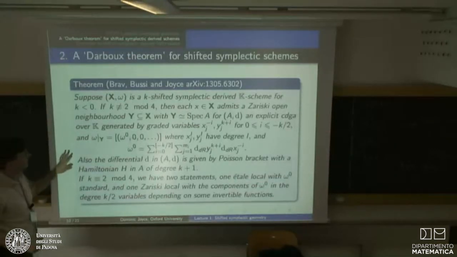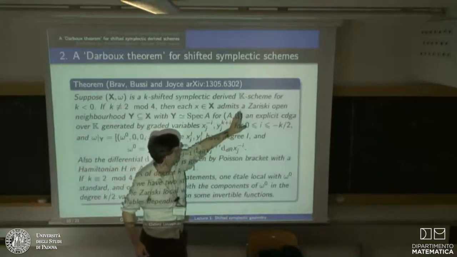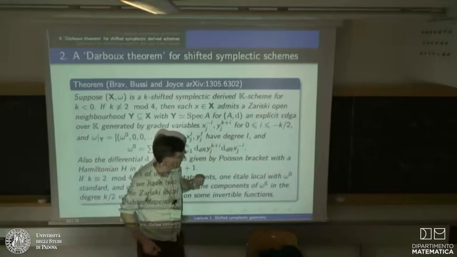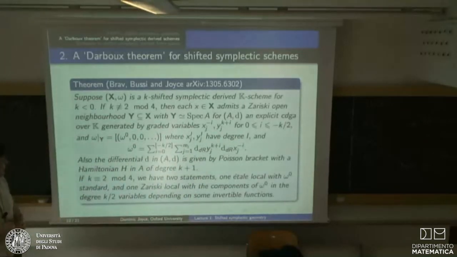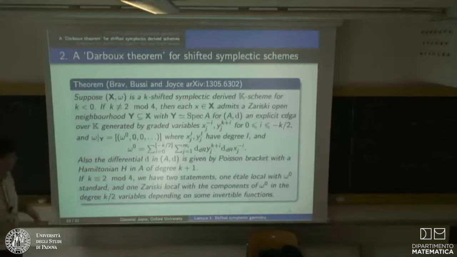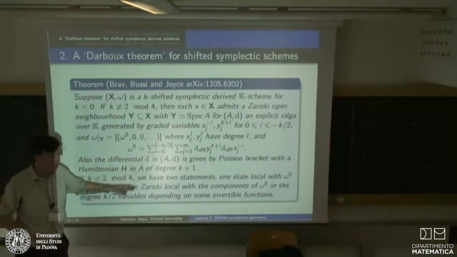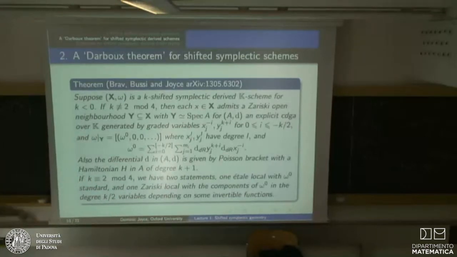Also, this tells you what A is as a graded algebra, but it also has a differential D, taking a graded piece to graded piece plus 1. And this differential is given by a Poisson bracket with respect to the inverse of omega 0 with some Hamiltonian function H in A of degree k plus 1. In the case k is 2 mod 4, there are two statements.